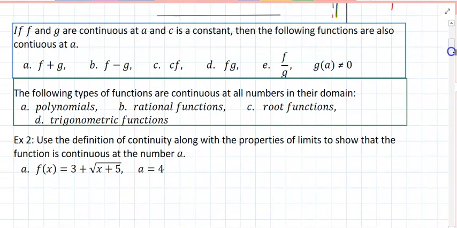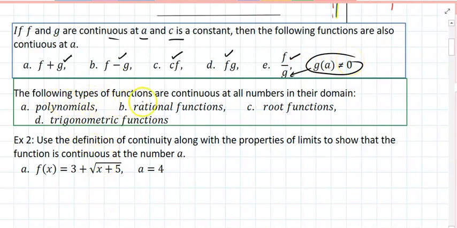Now, a couple of theorems. If f and g are continuous at a point a and c is a constant, then the sum of two continuous functions, or the difference or the product, are continuous. If you take a continuous function and multiply it by a number, that's continuous, and if you divide two continuous functions, the quotient will be continuous provided the denominator at that one point doesn't equal 0. And this is a giveaway.